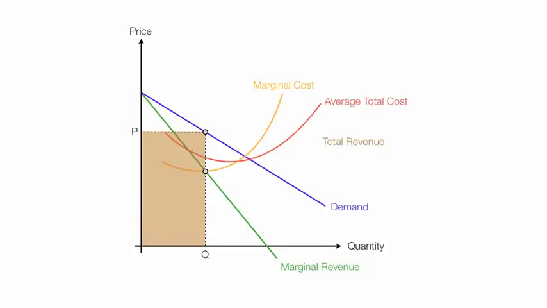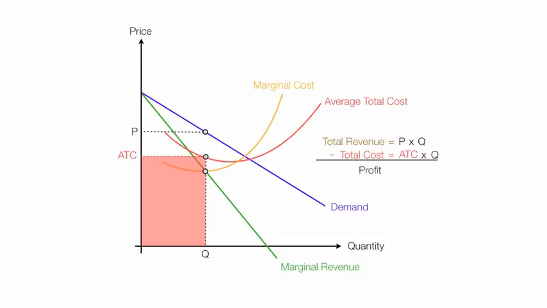So total revenue is equal to price times quantity. Again, if I go from the quantity up to the average total cost curve and across, this gives me my average total cost, which is the area of the red triangle. It's average total cost times quantity. That's the area.